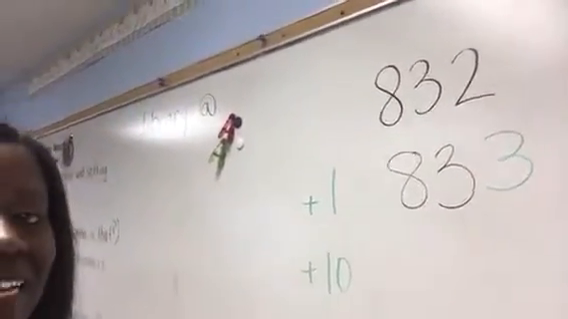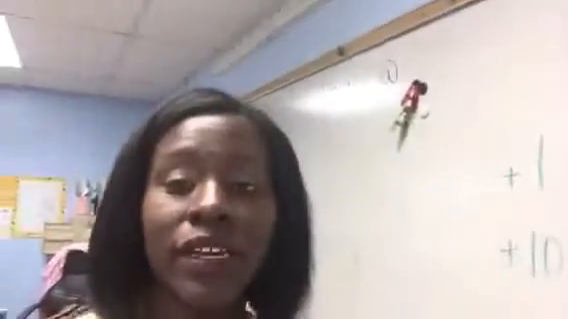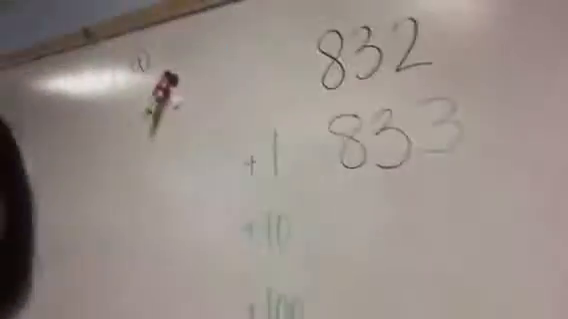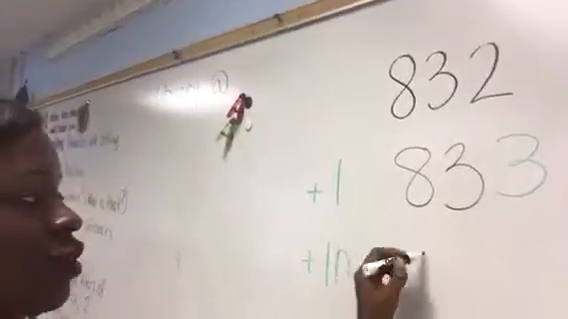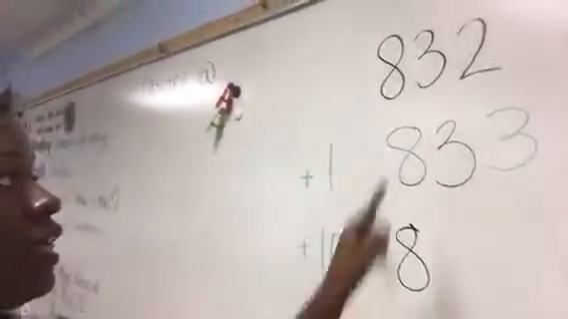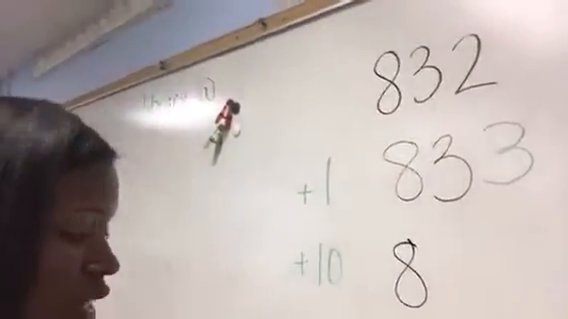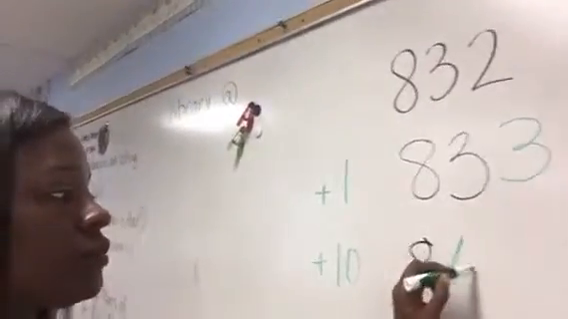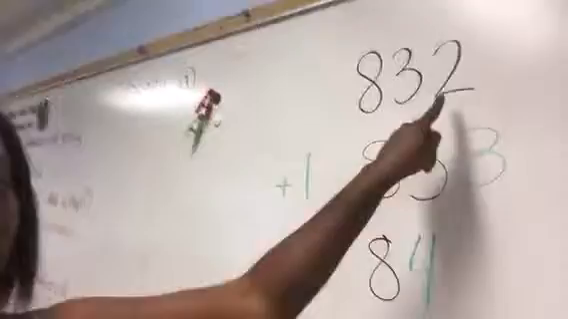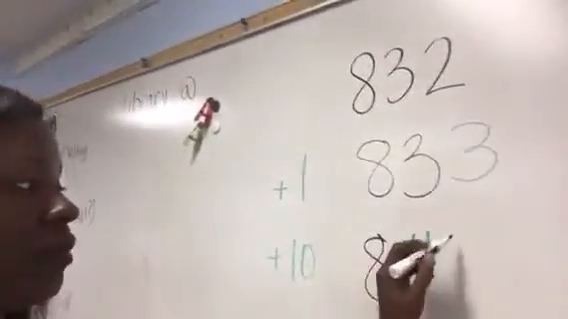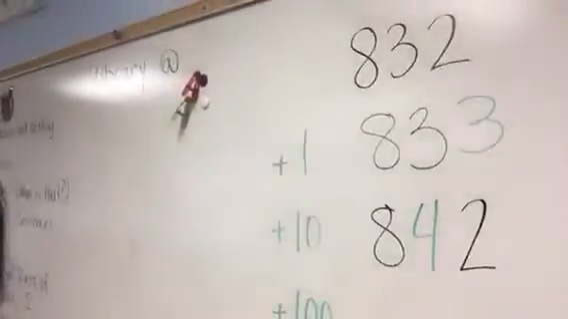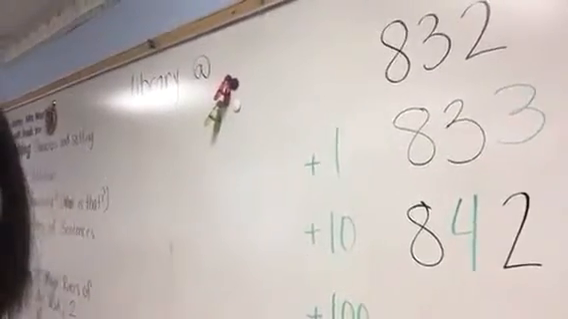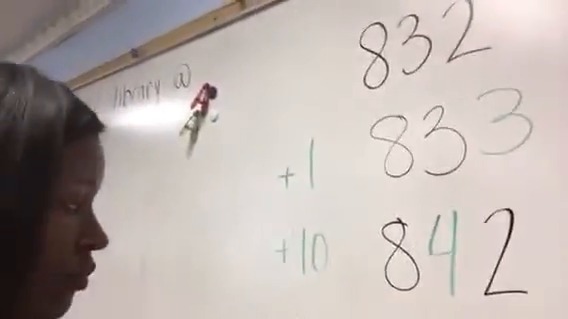Now, thinking about this same number right here, 832. If I wanted to add 10, then the number in the tens place is going to change. So my 8 is going to remain the same. That 3, this is what I'm changing. So if I add a 10, then that 3 becomes a 4. And then my number in the ones place stays the same. So then that changes the number to 842 because I only added 10.